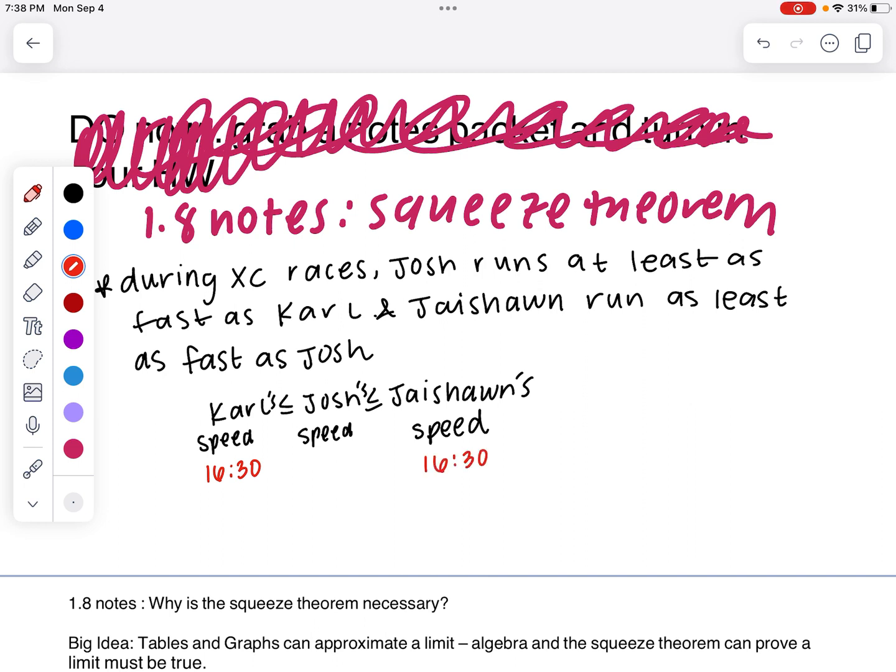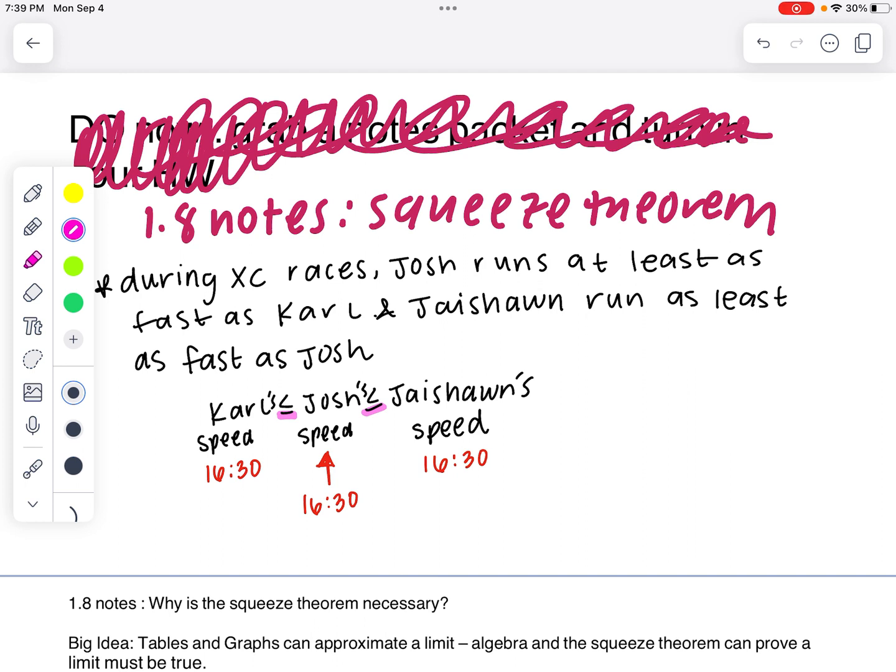Well, we know that Carl's speed is always less than or equal to Josh's, which is always less than or equal to Jay Sean's. So since Carl's speed is 16:30 and Jay Sean's speed is 16:30, then what has to happen is that Josh's speed also has to be 16:30, because that's the only value that would fulfill both of these things, because it's got to be equal. That's the only way that this statement would be true, that Josh's speed would be in the middle of Carl and Jay Sean, is if it equaled that. And so that's the idea of the squeeze theorem.